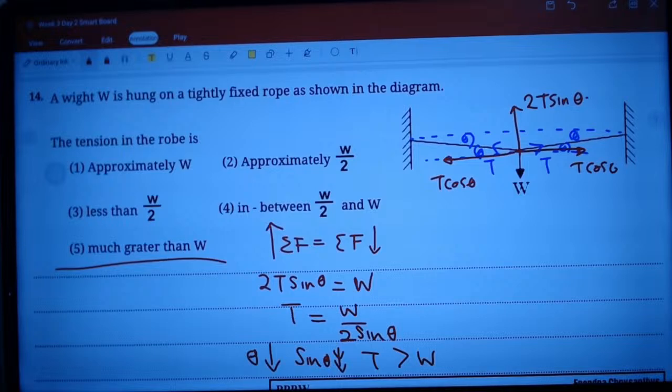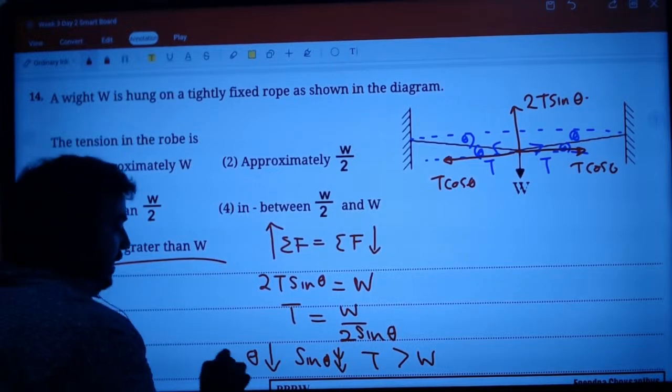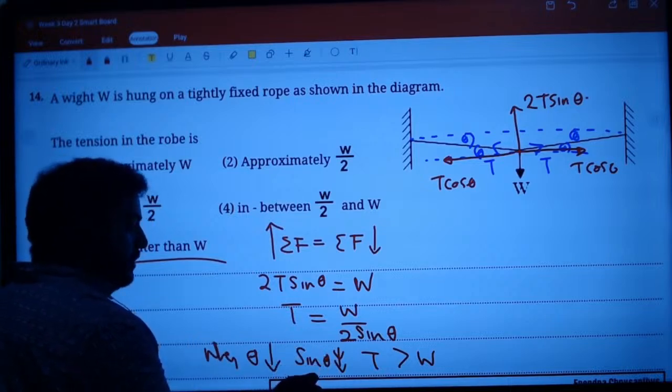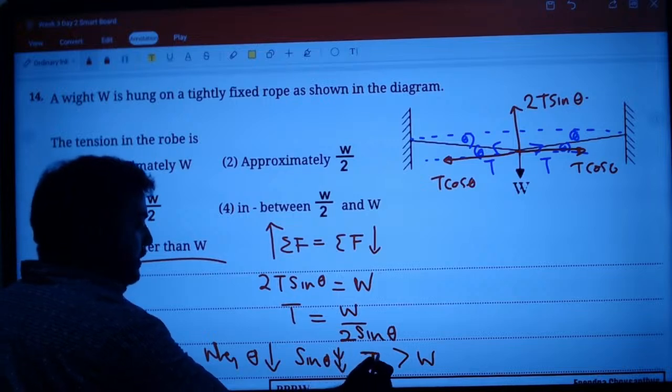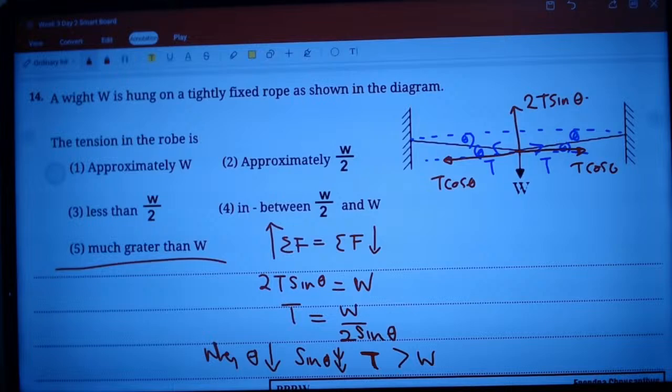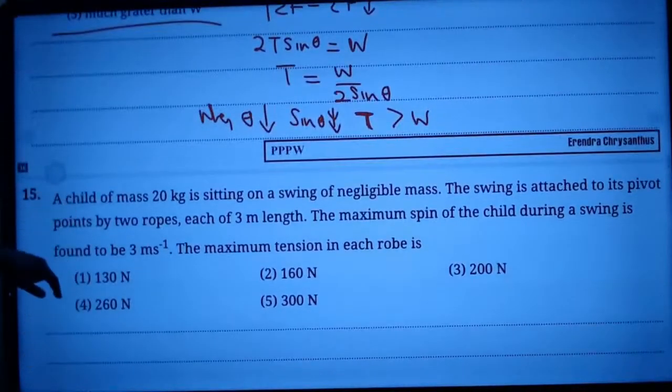Tension is larger than W. So when theta reduces, sin theta reduces, and tension will be larger than W. Right. So these are things that you have done, but it's good for you to remember.